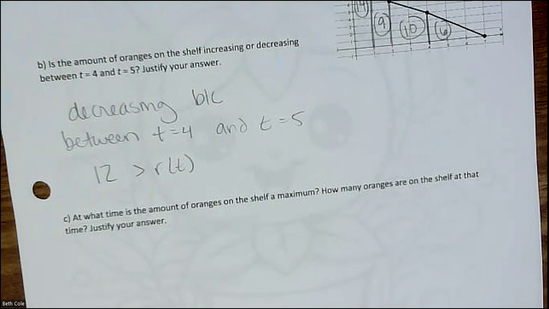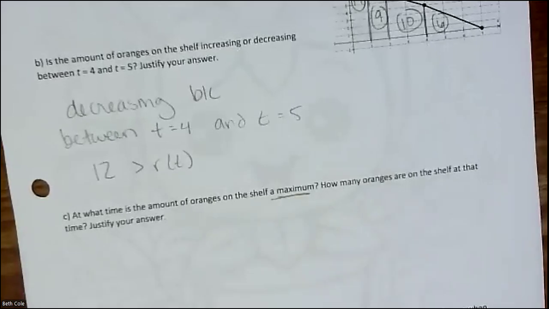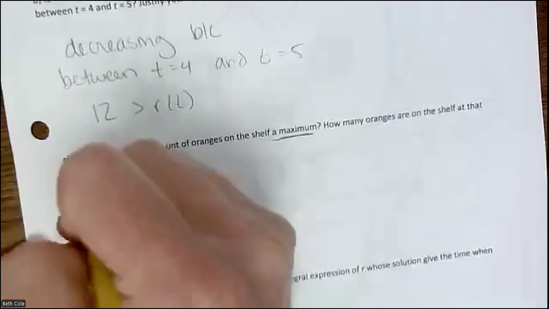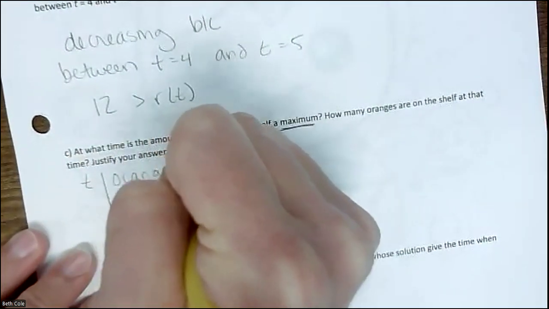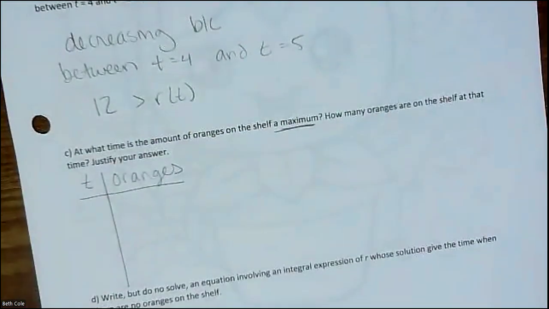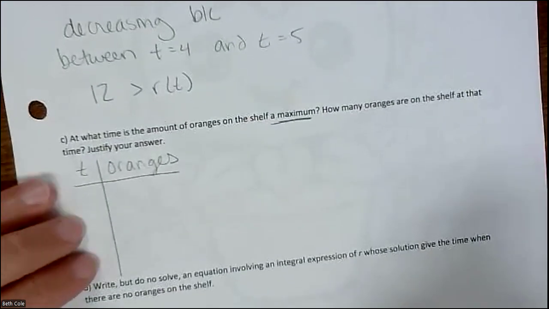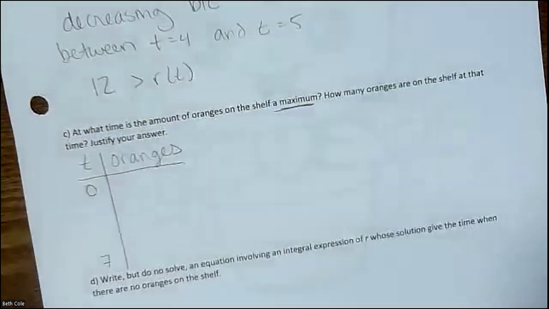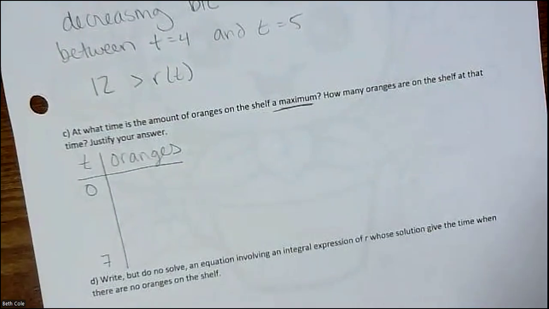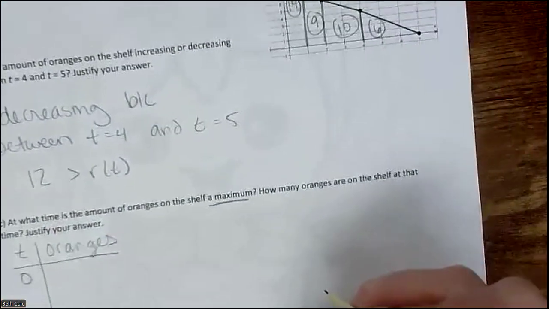Letter C: at what time is the amount of oranges on the shelf a maximum? Now they don't use the word absolute, but it means the biggest. What's your test for that? Perfect. So we've got time, and then we've got oranges. I'm just going to write the word oranges for a second because we don't actually have a function for that. We're going to write one, but we don't have that yet. Who are your candidates? Endpoints, critical points. So your endpoints are 0 and 7. Critical points. This is a little tricky because we have 2 rates at the same time.